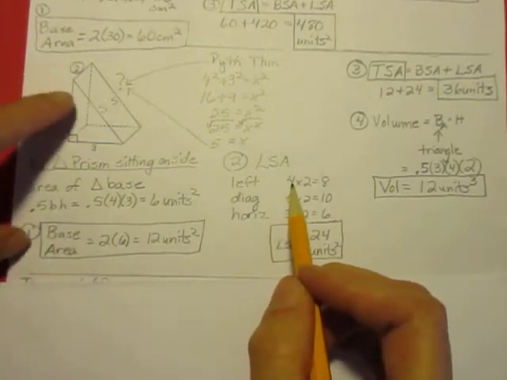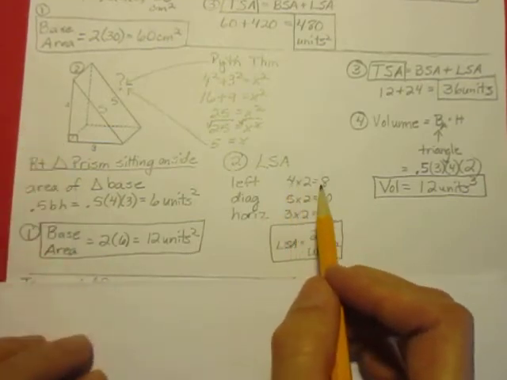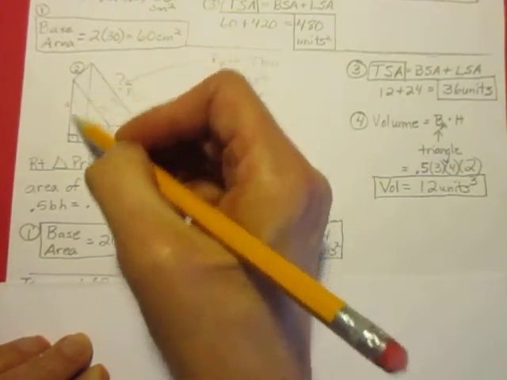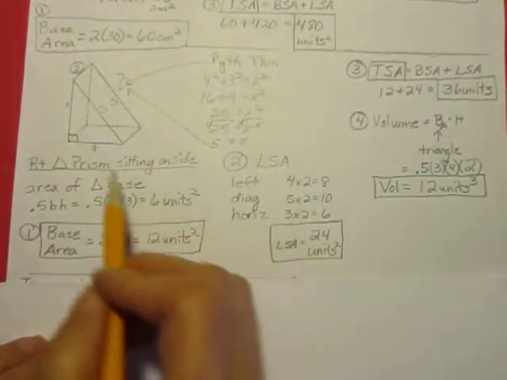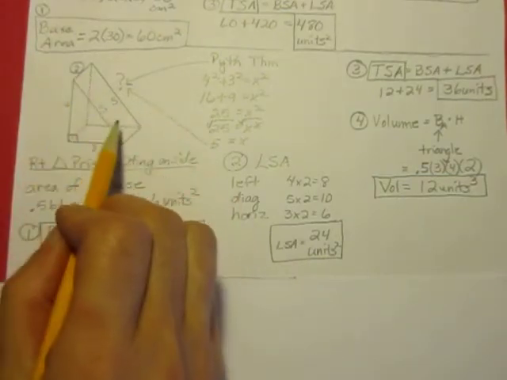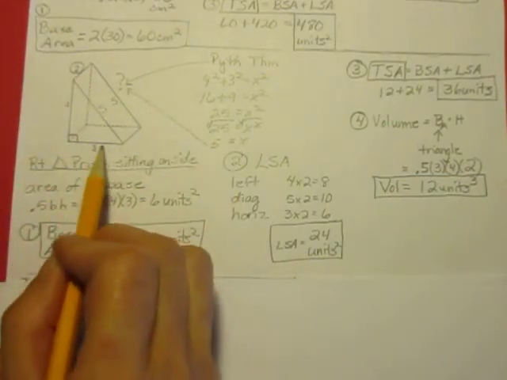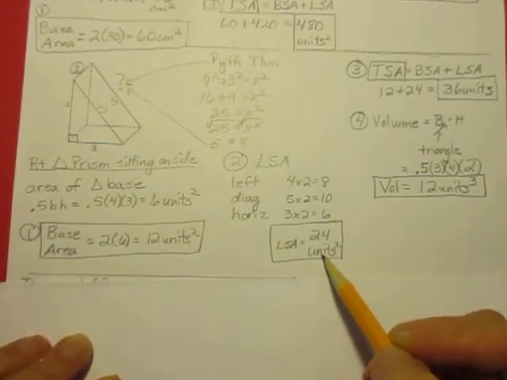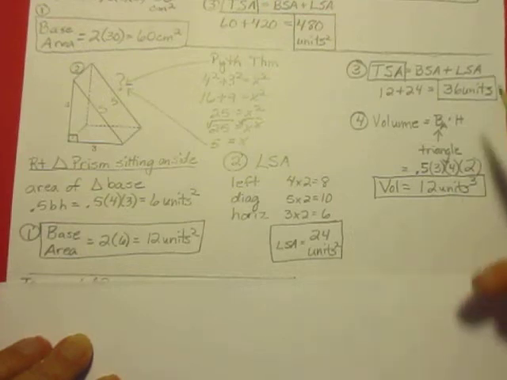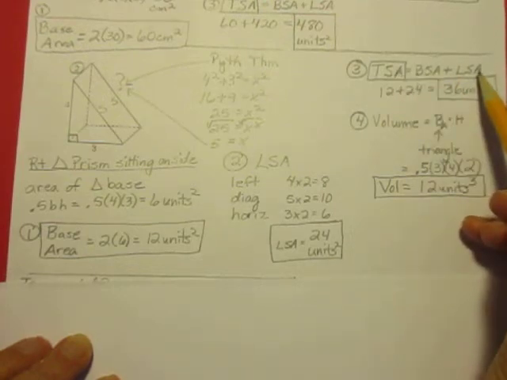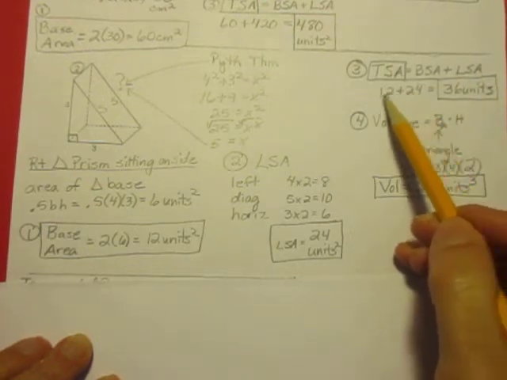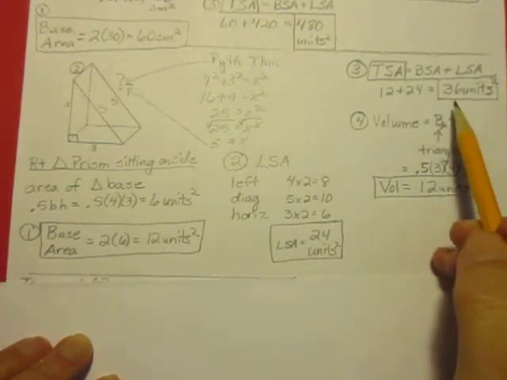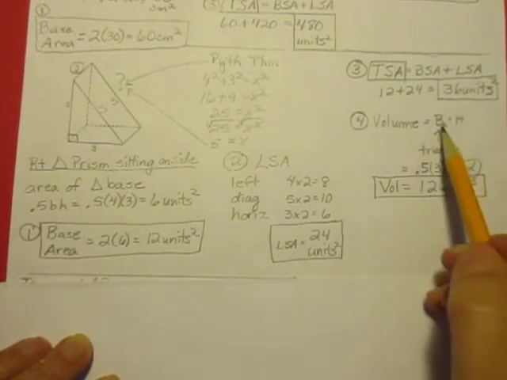So one edge, 4 times 2 gives us this back, I don't know if you'd call it, I'd say the back left panel. And then 5 times 2 is going to give us the diagonal. And then the bottom horizontal rectangle is 3 by 2. So we add all of those up. We've got our lateral surface area of 24 units squared. Our total surface area is going to be the sum of both of those. When I add both of those, we end up with 36 units squared for our total surface area.